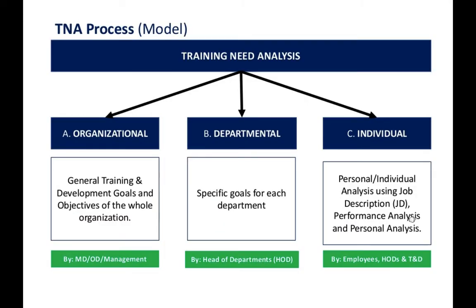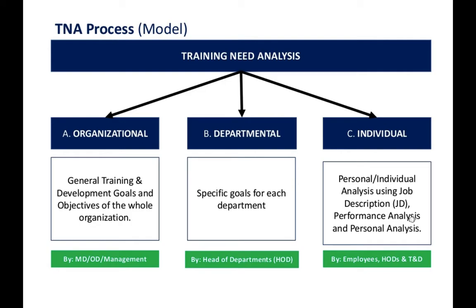First is we do it through organizational TNA. This is the general training and development goals and objectives of the whole organization. So who does this is the managing director, the operational director, or the CAO. It's not a detailed one, it's just that they will define at least 2 to 3 objectives and goals when it comes to learning and development.